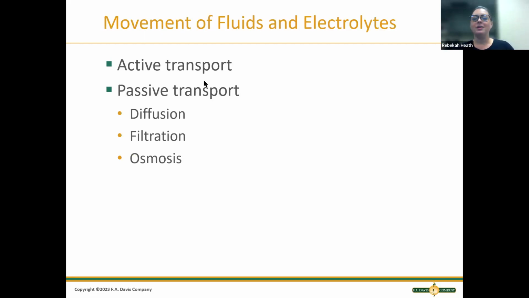When fluid and electrolytes move, it's usually by active transport. There is calcium that is being picked up and moved through a transport somewhere, or you have passive transport, and that's more like diffusion, filtration, osmosis, right? Osmosis being higher concentration, diffusing down to or moving to a lower concentration.